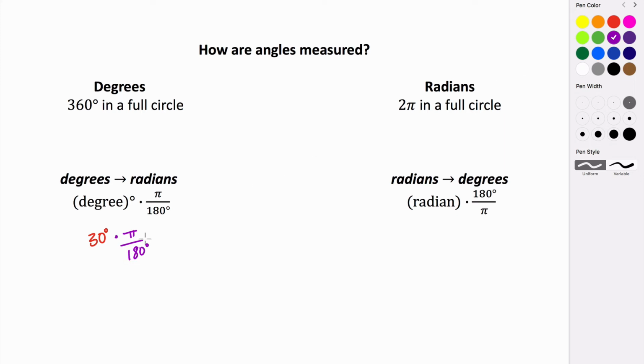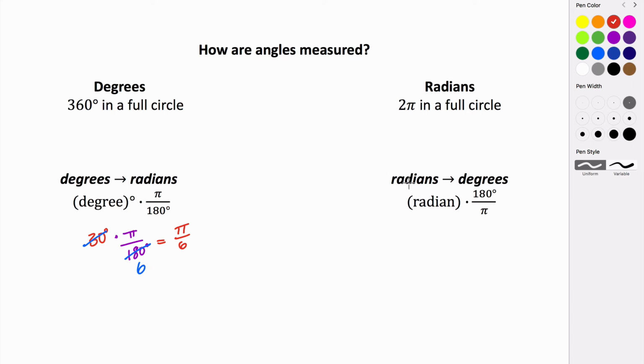Now, if you recall back to when we were in science, if you had units in the top and in the bottom, we can kind of treat them like they're canceling and we're converting units. So the same idea is happening here. So 30 goes into 180 6 times. So we end up with pi over 6 radians. So 30 degrees is equivalent to pi over 6 radians.